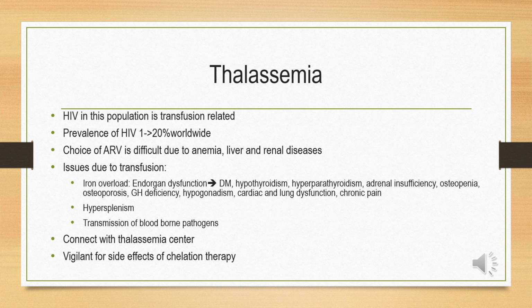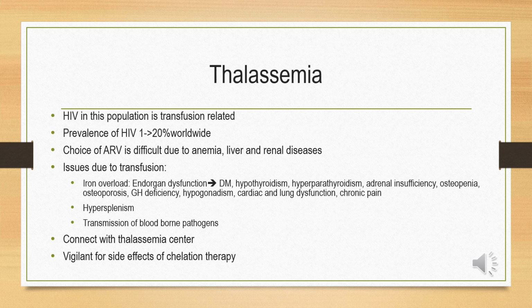The prevalence of thalassemia in HIV has been recorded at more than 20% worldwide. However, the statistics are not well recorded in Pakistan. It is important to know the thalassemia status because the choice of ARV is very difficult and we sometimes have to modify the ARVs due to the presence of anemia, liver and renal diseases.